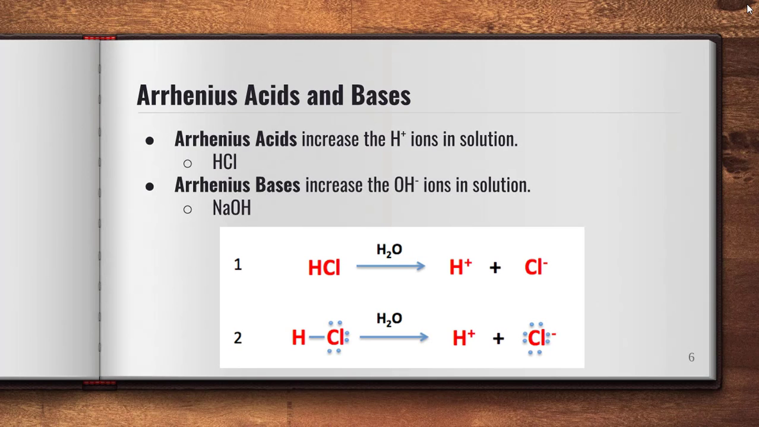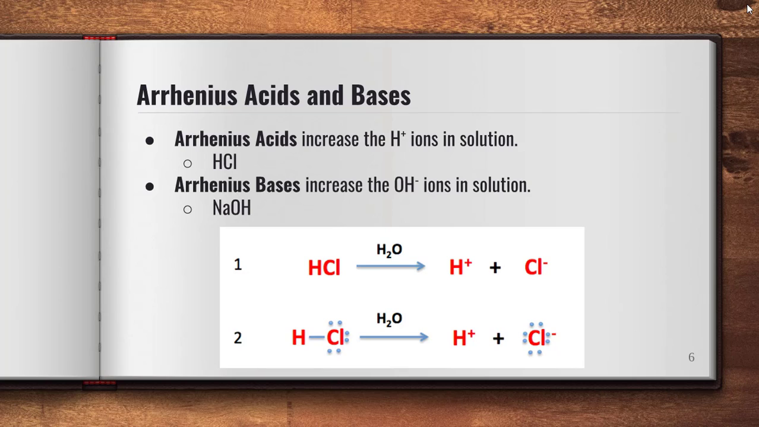So what are some types? How do I identify acids and bases? Well, the first types of acids that we're going to look at are Arrhenius acids and bases. Arrhenius acids increase the H+ ions in solution. So these are things that typically have a hydrogen before them. So for example, HCl, hydrochloric acid, is an acid. When you put it in water, just like you see in number 1, HCl breaks down into H+ and Cl- ions. It increases the H+ ions, which increases the acidity of it.